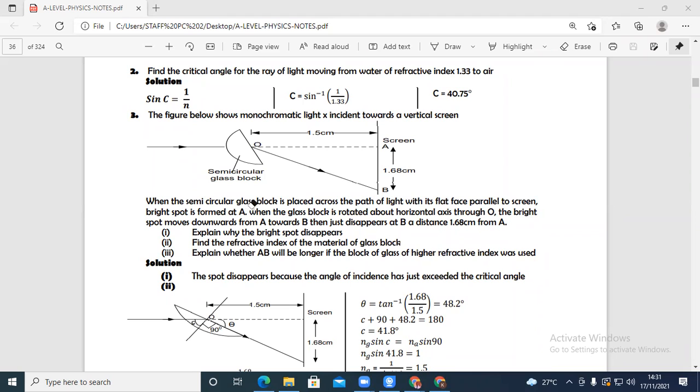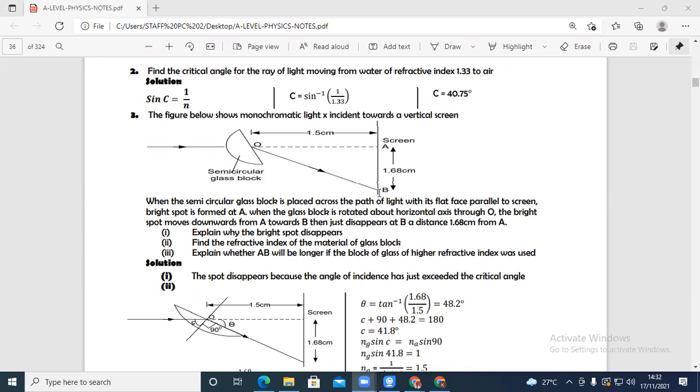So when a semicircular glass block is placed across the path of light, with its flat face parallel to the screen, a bright spot will be formed at A. That is why these dotted lines show that there is a bright spot formed at A. When the glass block is rotated about the horizontal axis through O, the bright spot moves downwards. So when we rotate this, the bright spot shifts from point A to point B downwards, then just disappears at B, a distance of 1.68 centimeters from A. At the moment it's at point B, just beyond point B, it disappears.